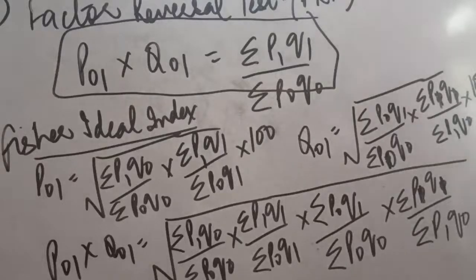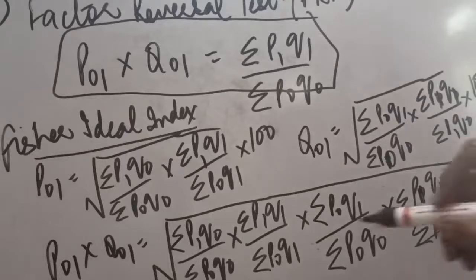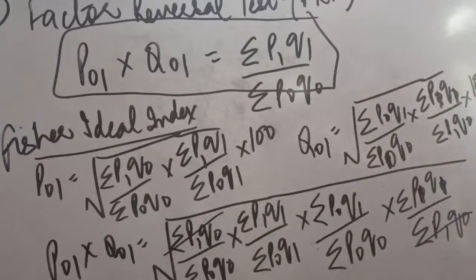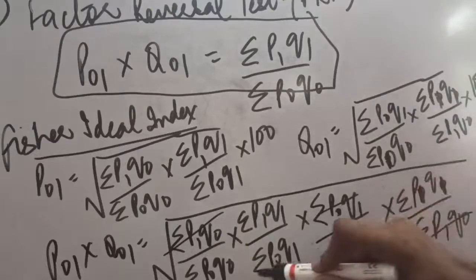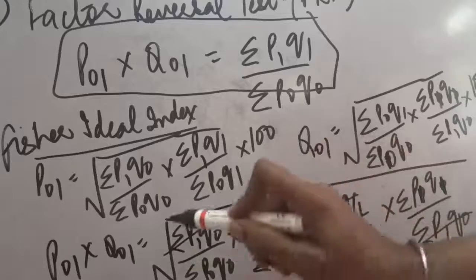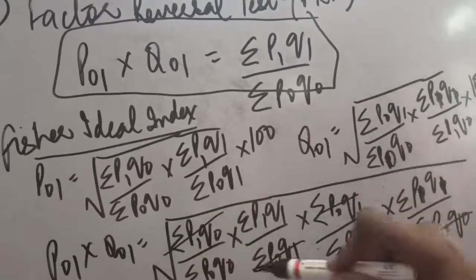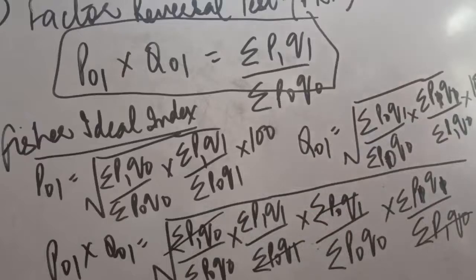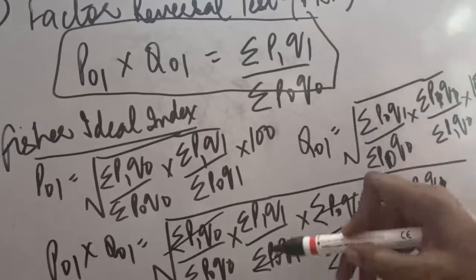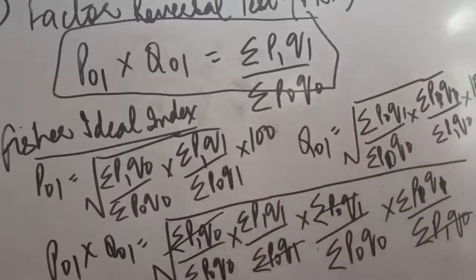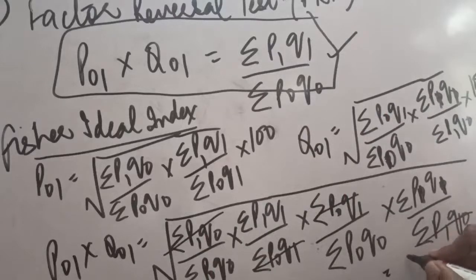When you solve it, you will see whatever can be cancelled, we will cancel wherever possible. See, this P1 Q0 and P1 Q0 are cancelled, then P0 Q1 is cancelled. So we are left with, inside the under root, P1 Q1 twice, and below P0 Q0 twice. In the under root, if two of the same things are there, one will come out. So ultimately you will get this answer only: sigma P1 Q1 divided by sigma P0 Q0.